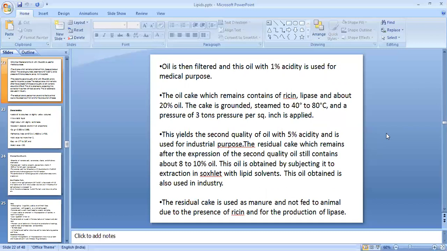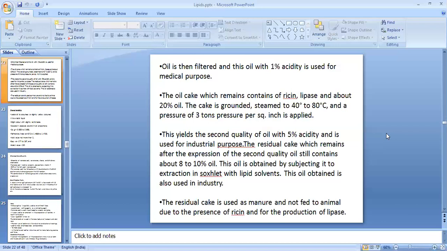The remaining marc, or the oil cake, which contains your ricin, lipase, and about 20% of the oil, is ground well and steamed at 40 to 80 degrees, and again subjected to 3 tons per square inch pressure, and the oil is extracted. The oil obtained by this method, with slightly increased temperature and pressure, has an acidity of around 5%, and it is used only for industrial purposes.